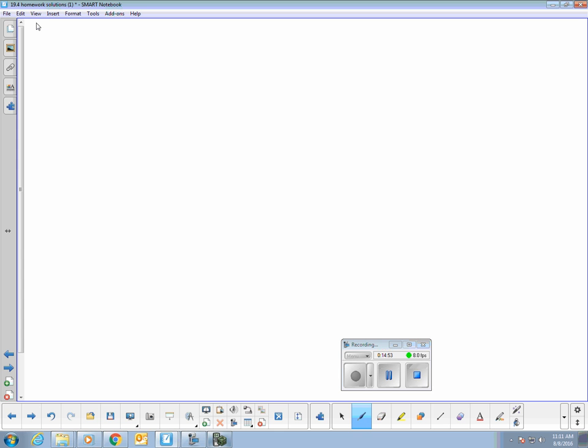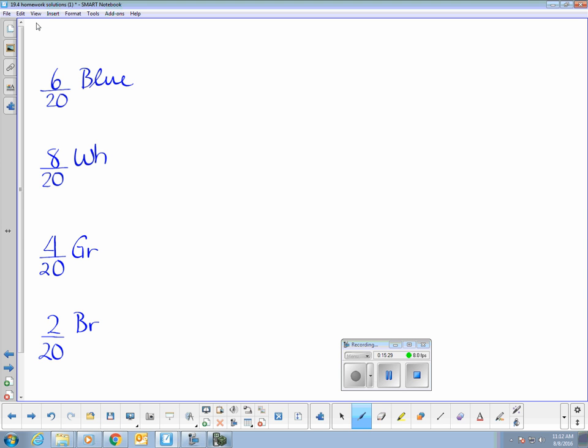And here's what we have. We have 6 blue socks. There are 8 white socks. I'm going to abbreviate here. There are 4 green socks. And there are 2 brown socks. Okay? So on my first pick, I have a 6 out of 20 chance of getting a blue, 8 out of 20 chance of getting a white. On my first pick, 4 out of 20 of getting a green, and 2 out of 20 for brown. If you add 6, 8, that's 14, plus 4 more is 18, 19, 20. So there's my first pick.